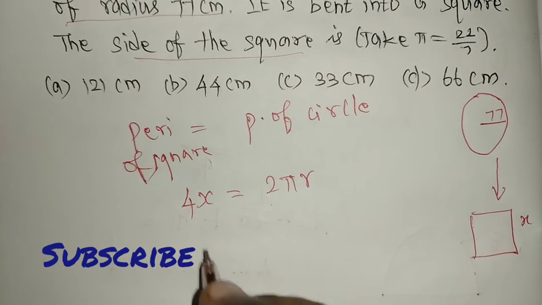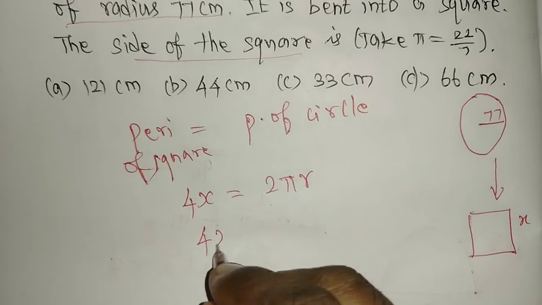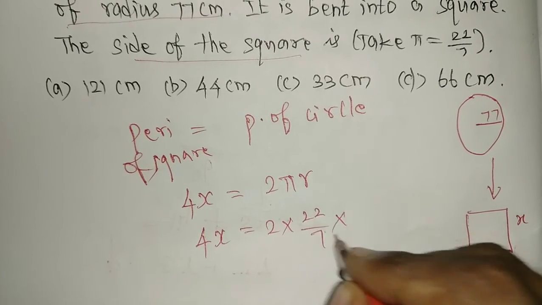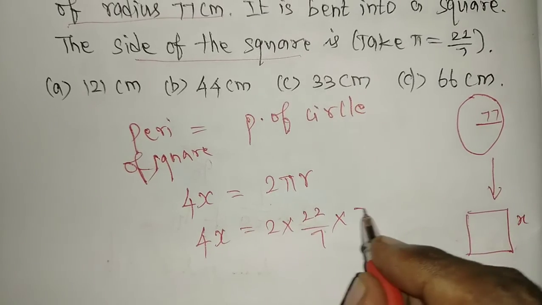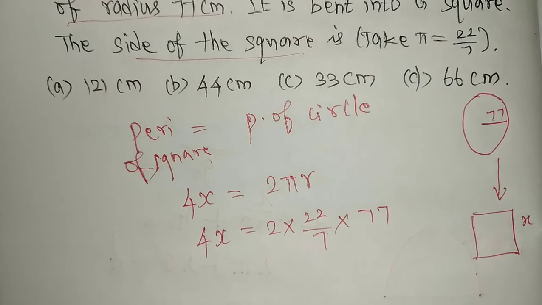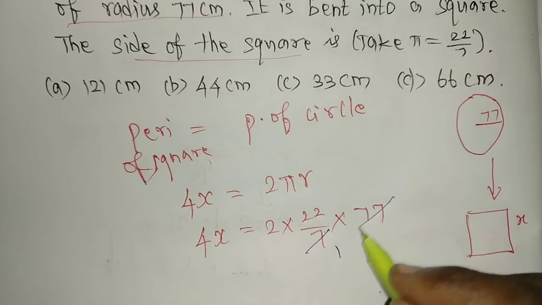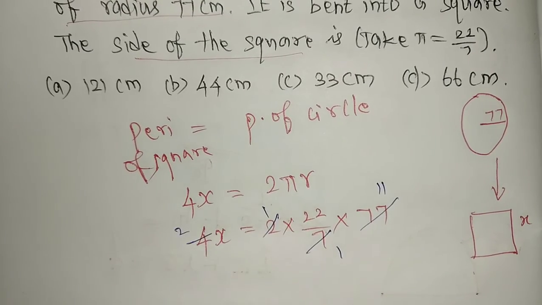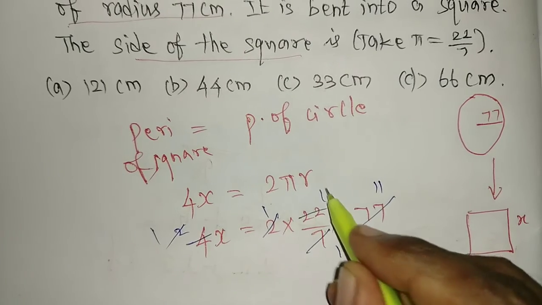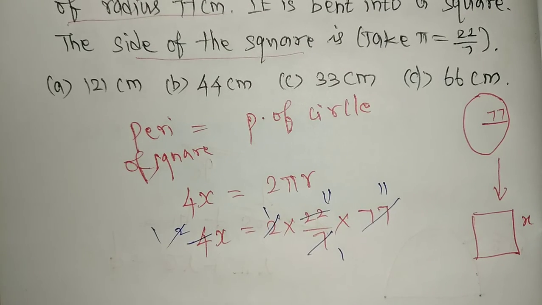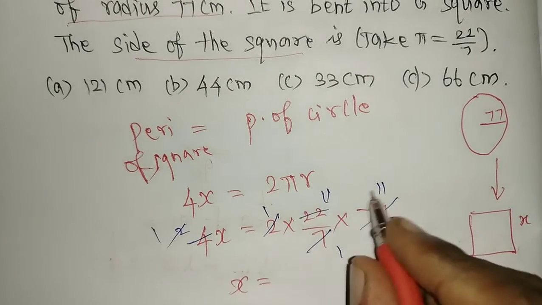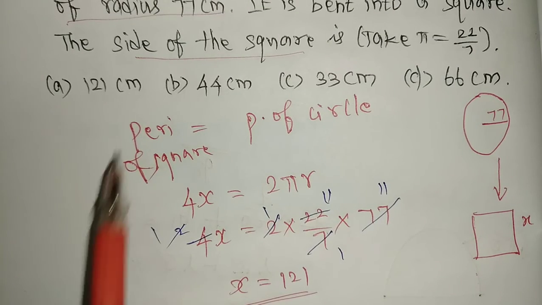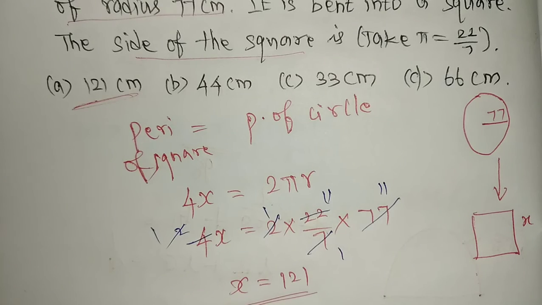Okay. Now just simplify this. 4 into x value we need to find. 2 into pi value 22 by 7. R value we know 77. That's it. Now if we cancel this, you will get the required one. So 1 7s are 11 time. So here 1 2s are 2 time. Again 1 2s are 11 2s are. So 11 into 11, that is our required side. 11 11s are 121. So this is our required side. So where we have option A, that is our required answer for this.